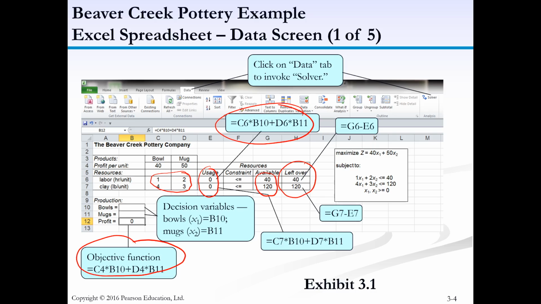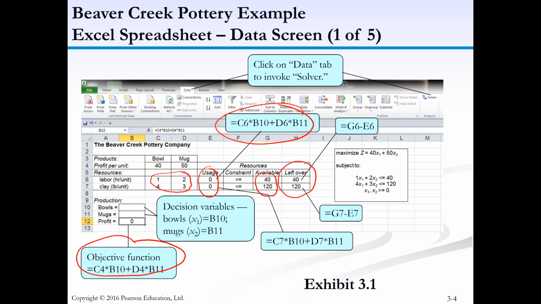The slack is whatever unused resource is left. So it's just 40 minus 0. 40 is the number of hours available and usage is at the moment 0. So 40 minus 0 is 40 here. And similarly 120 minus 0 is 120 here.